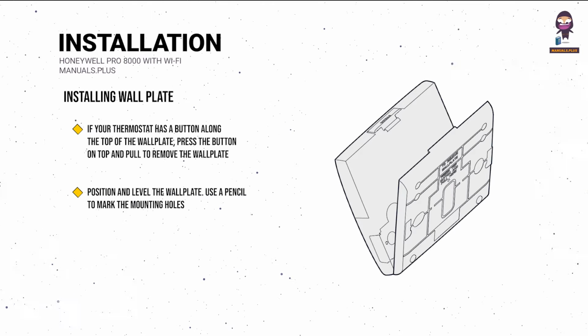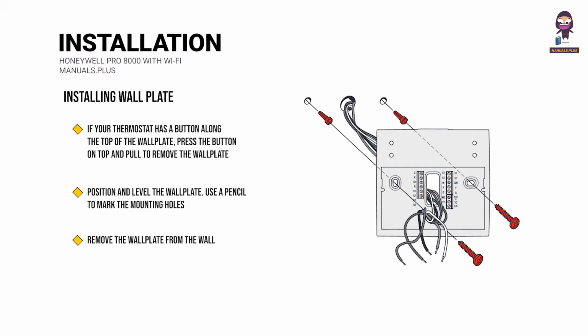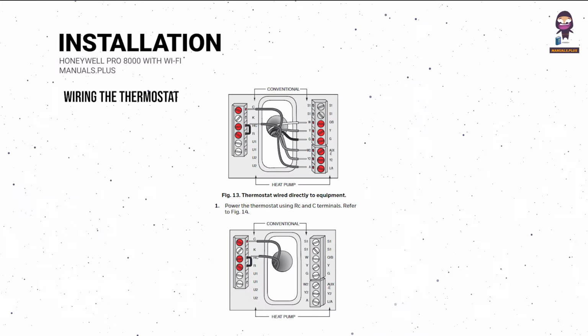Position and level the wall plate. Use a pencil to mark the mounting holes. Remove the wall plate from the wall. Position the wall plate over the holes, pulling wires through the wiring opening. Insert the mounting screws into the holes and tighten. Wiring the thermostat.